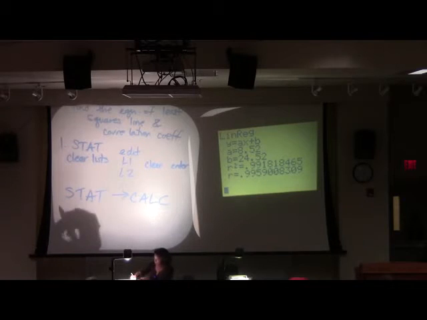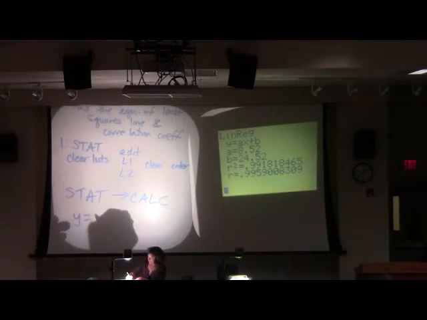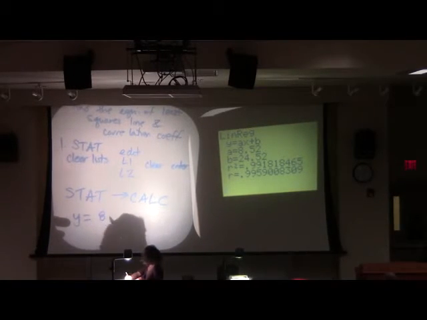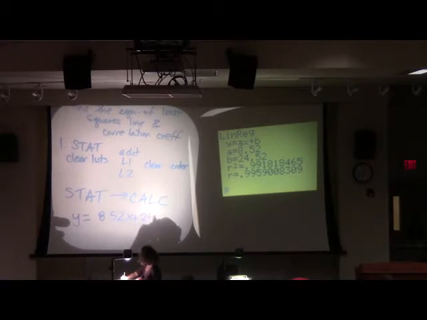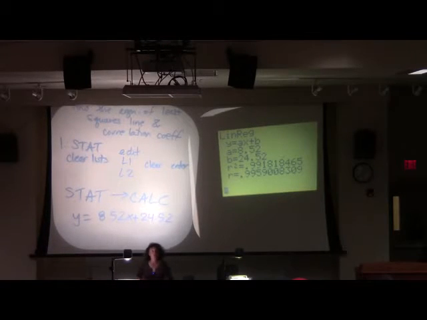So, what we found is the following. The equation of my line is 8.52x plus 24.52. We do not use the r squared in this class. If anyone's going on to take stats, then you will use the r squared. Yes?